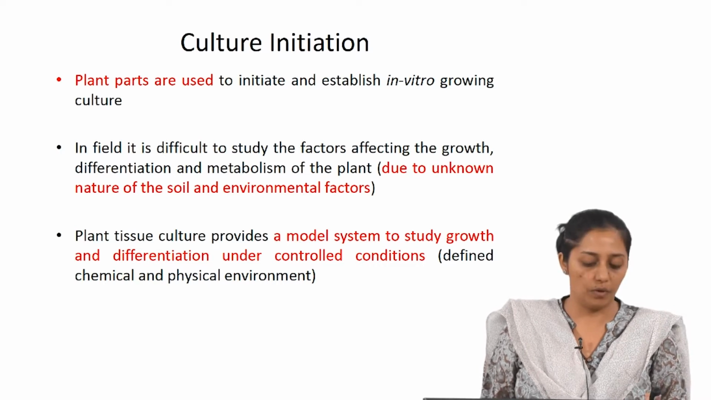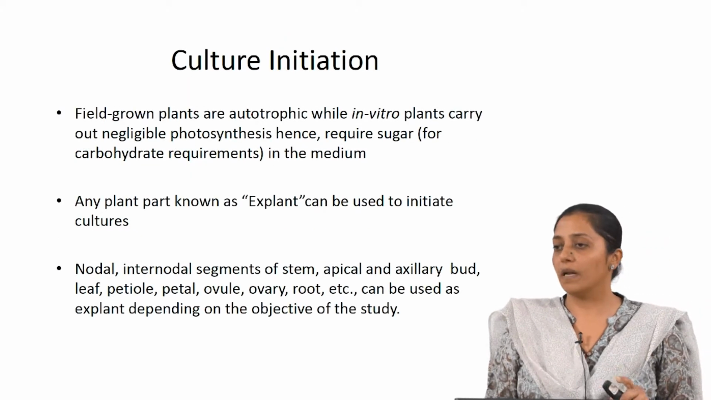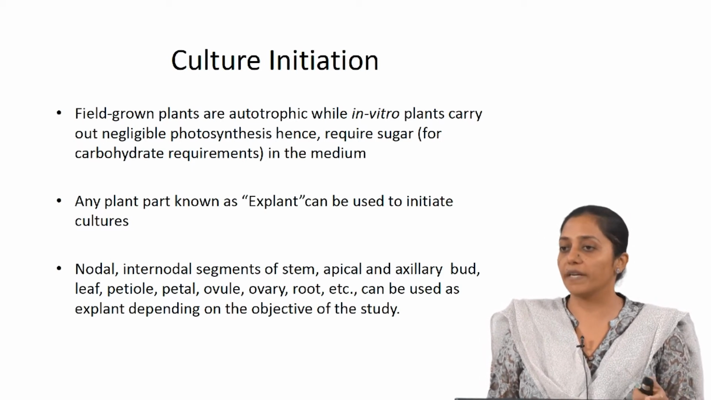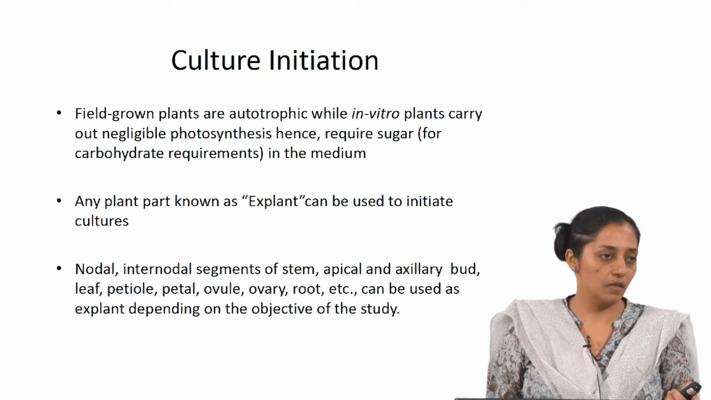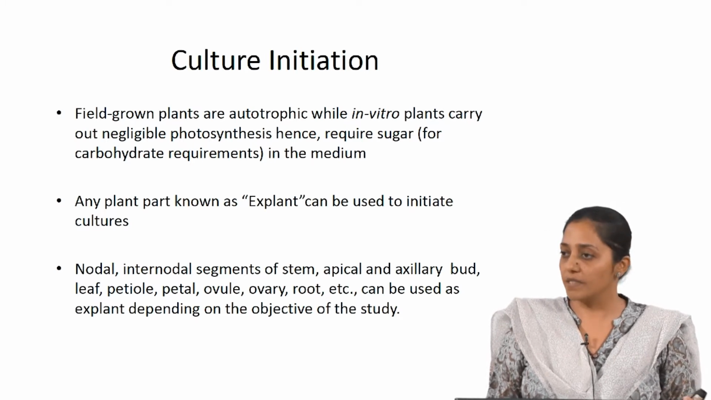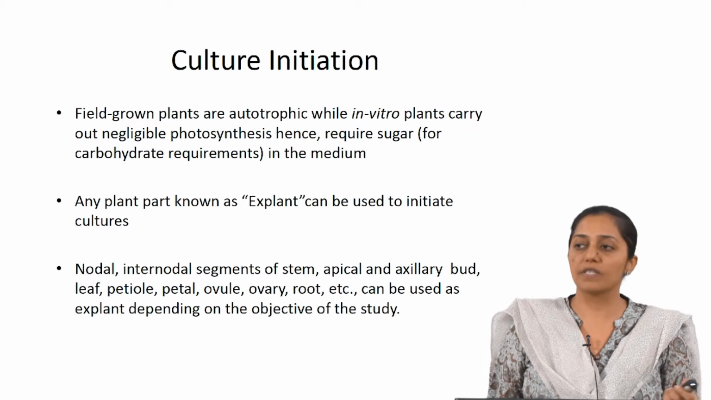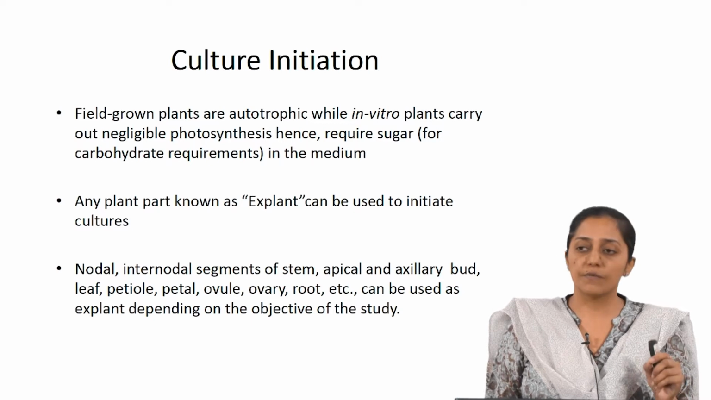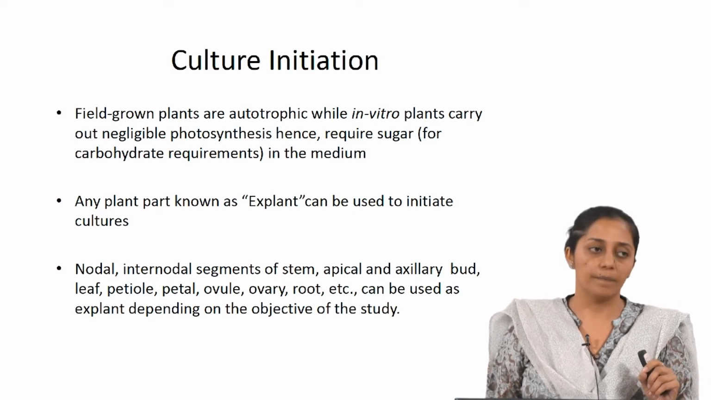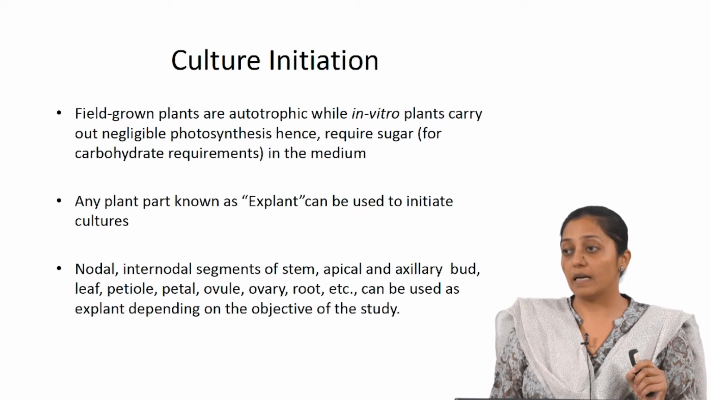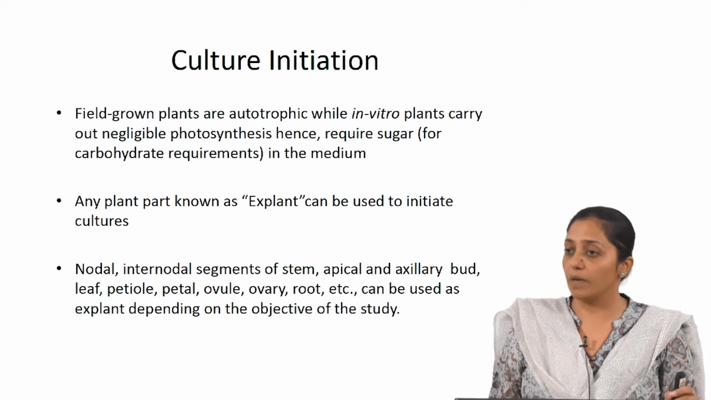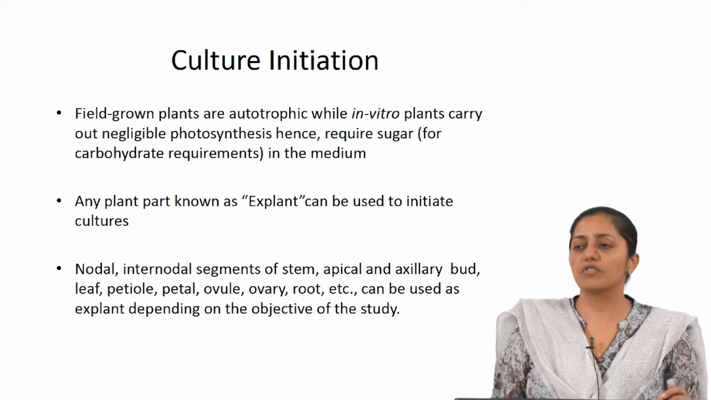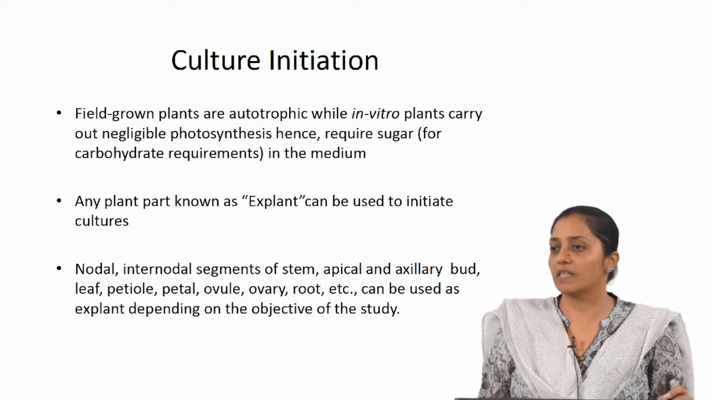Field grown plants can undergo photosynthesis, so you do not have to provide carbon sources or nutrients to these plants exogenously. They can themselves procure from the soil and use sunlight to produce the food source. But in case of in vitro cultures, this photosynthetic capacity is impaired. They do not carry out as large an amount of photosynthesis as the whole plant does, so they need to be supplemented with an exogenous carbon source. This is generally sucrose.